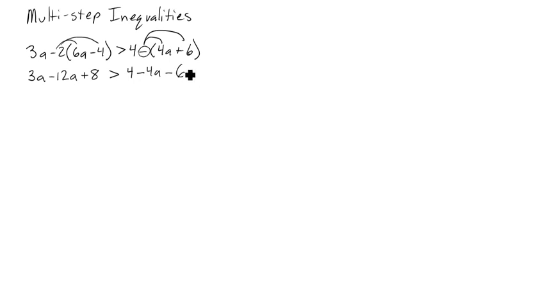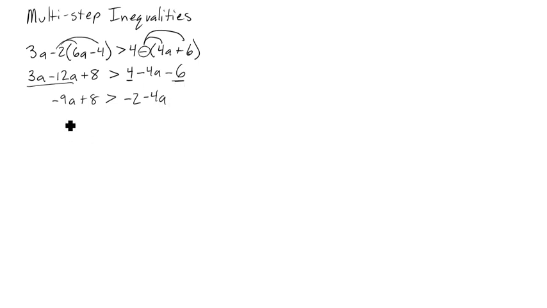Okay, now from here we want to put all the letters on one side, all the numbers on the other side. I think since I got a big negative a over here, I'll just put the letters together on this side. So 3 minus 12 would be negative 9a plus 8. On this side, we'll put the numbers together. So that's a positive 4 and a negative 6. So that would be negative 2 minus 4a, right? So I put the like terms together on each side.